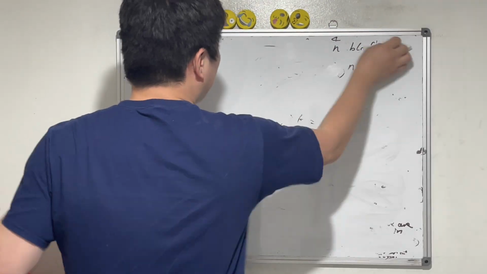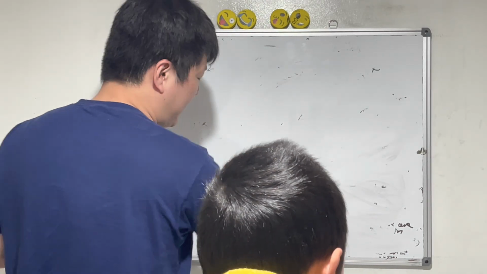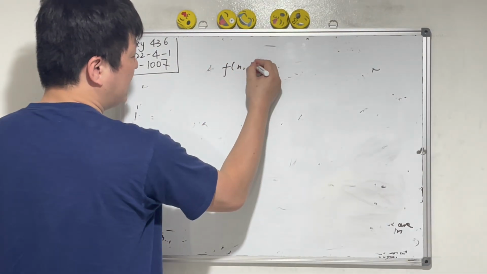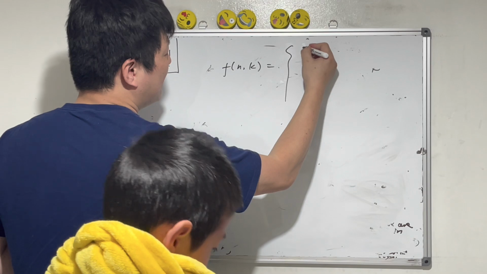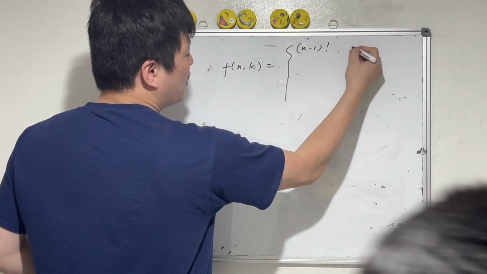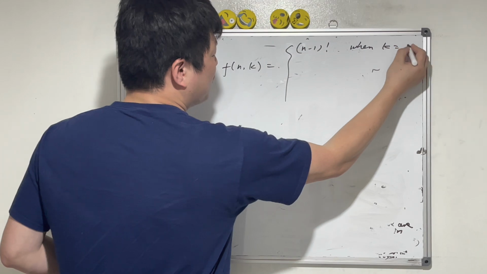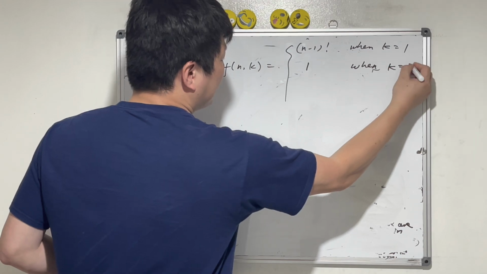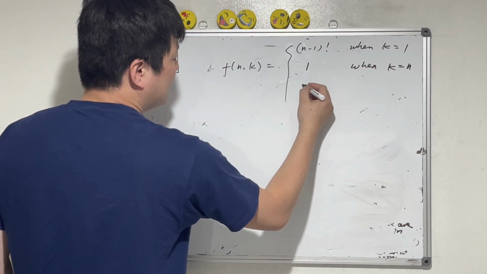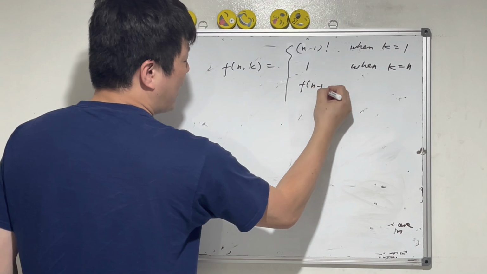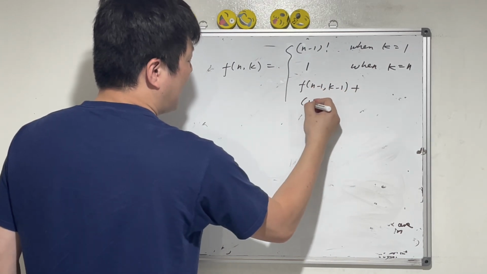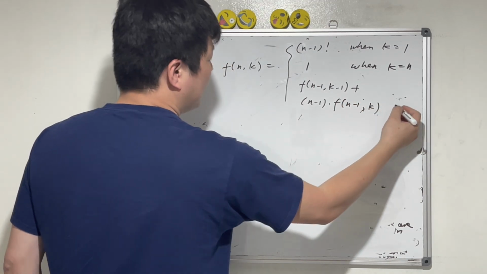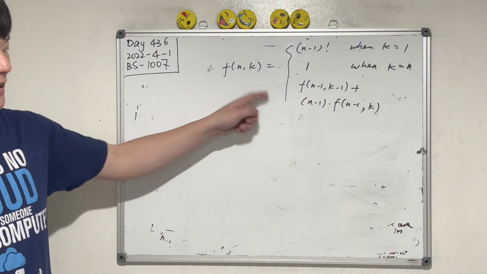So now we can implement this. We have this equation. So how can we implement it? If I define F(n, K) equals (n-1) factorial when K is 1, 1 when K is n, and otherwise F(n-1, K-1) plus (n-1) times F(n-1, K), right? So we have defined this. How can we implement this?